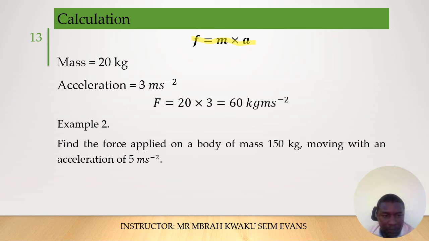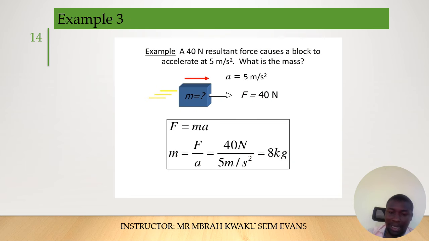Example number two. Find the force applied on a body of mass 150 kilogram moving with an acceleration of 5 meter per second squared. So in this example, you know your mass, you know your acceleration, so you can find the force. Work out that one also for yourself. We go to the next example.